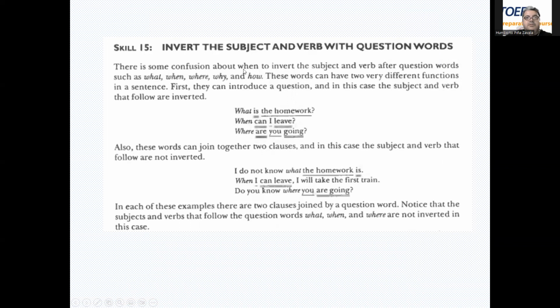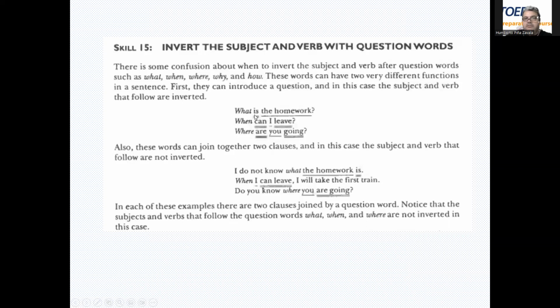There is some confusion about when to invert the subject and verb after question words, such as what, when, where, why, and how. These words can have two very different functions in a sentence. First, they can introduce a question. In this case, the subject and the verb that follow are inverted.